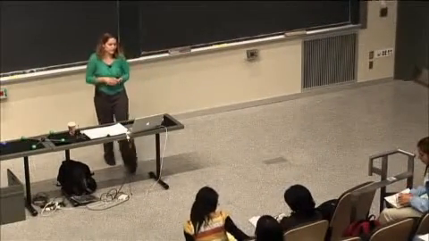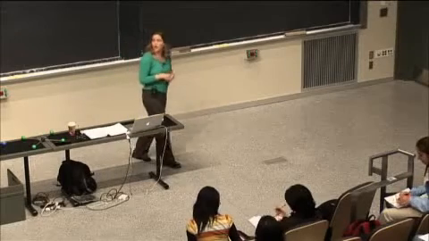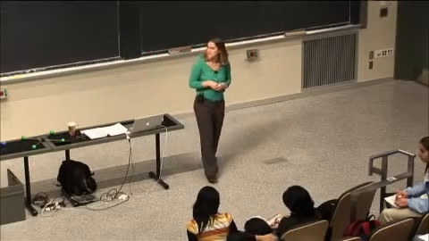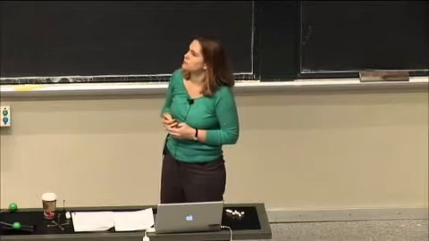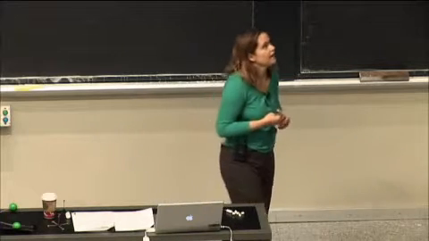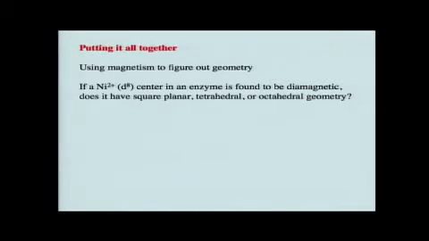All right, so let's come back together now and talk about magnetism again. We said in the beginning that magnetism can be used to figure out geometry in, say, a metal cluster in an enzyme. Let's give an example of how that could be true. Suppose you have a nickel 2+ system. That would be a d8 system, group 10 minus 2, or d8. And it was found to be diamagnetic.